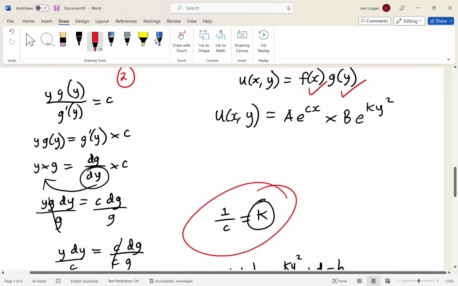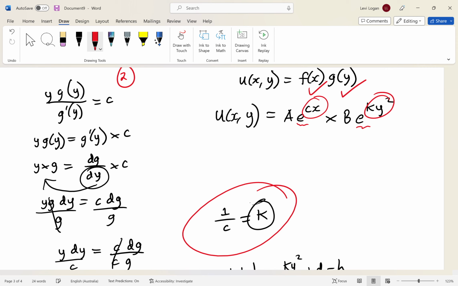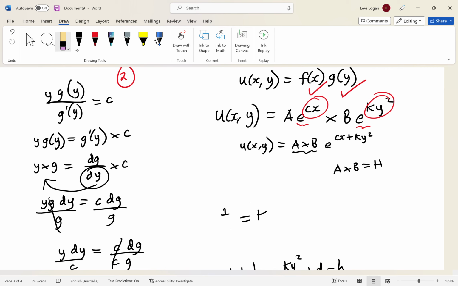You'll notice we can add the terms up here. So we can simplify this: u of x, y is equal to a times b e to the cx plus ky squared. And this here is just going to be equal to another constant. Let's just say a times b is equal to h. Therefore, u of x and y is going to be equal to h e to the cx plus ky squared.